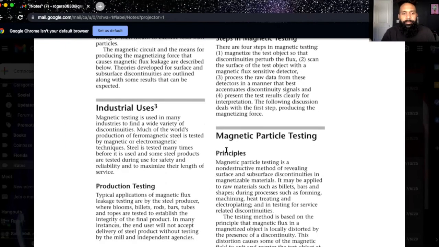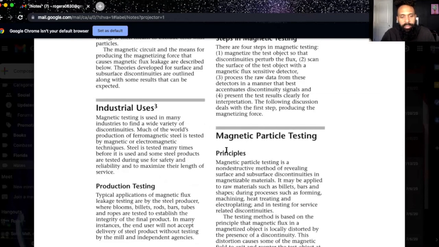Industrial uses. Magnetic testing is used in many industries to find a wide variety of discontinuities. Much of the world's production of ferromagnetic steel is tested by magnetic or electromagnetic testing techniques. Steel is tested many times before it is used, and some steel products are tested during use for safety and reliability and to maximize their length of service.